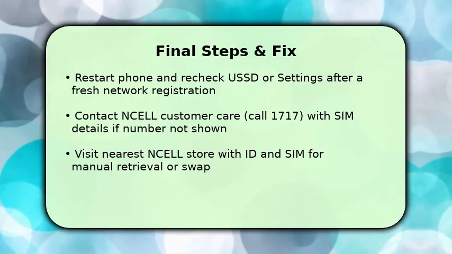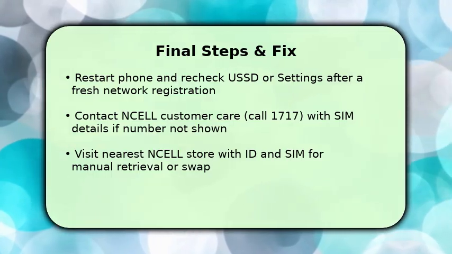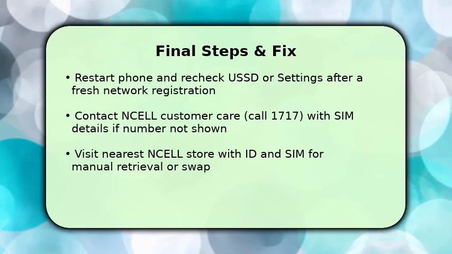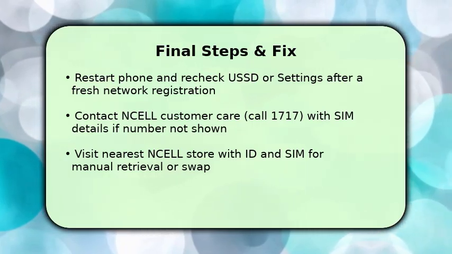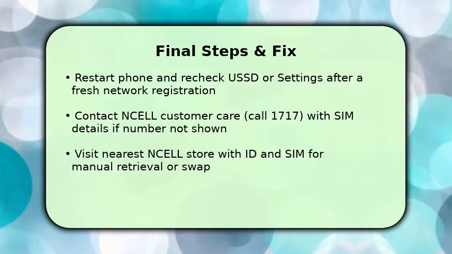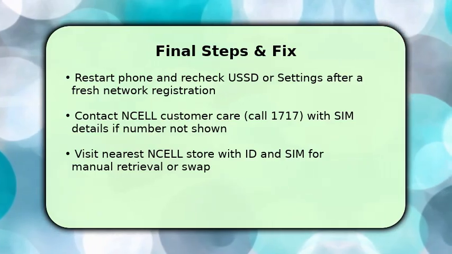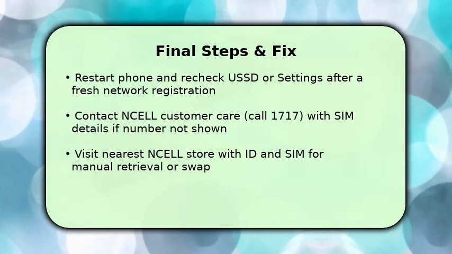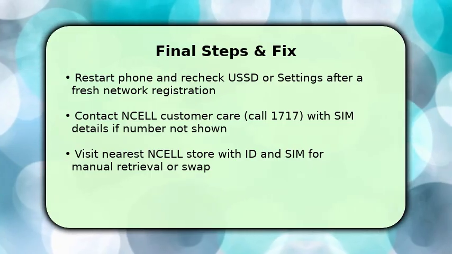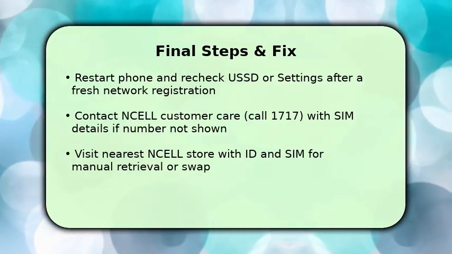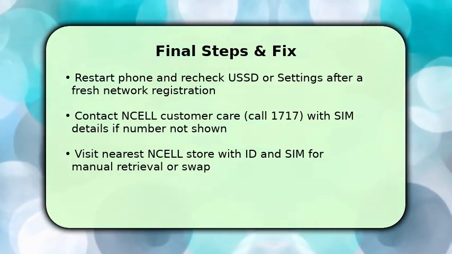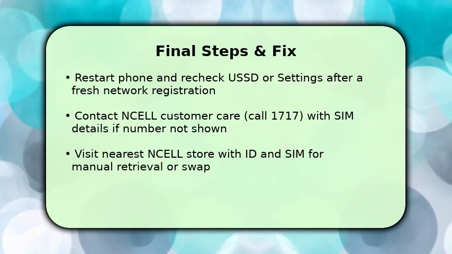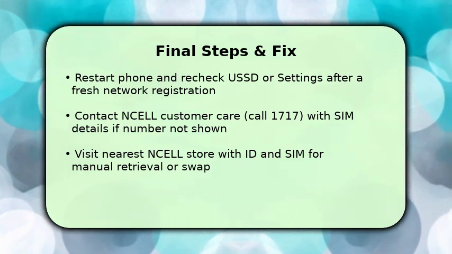If the number still does not appear, contact Ncell customer care by dialing 1717 from any phone and provide the SIM ICCID or purchase details so they can locate the number. If that fails, visit a local Ncell store with your ID and the physical SIM. Representatives can read the number or replace a faulty SIM on the spot as a final fix.